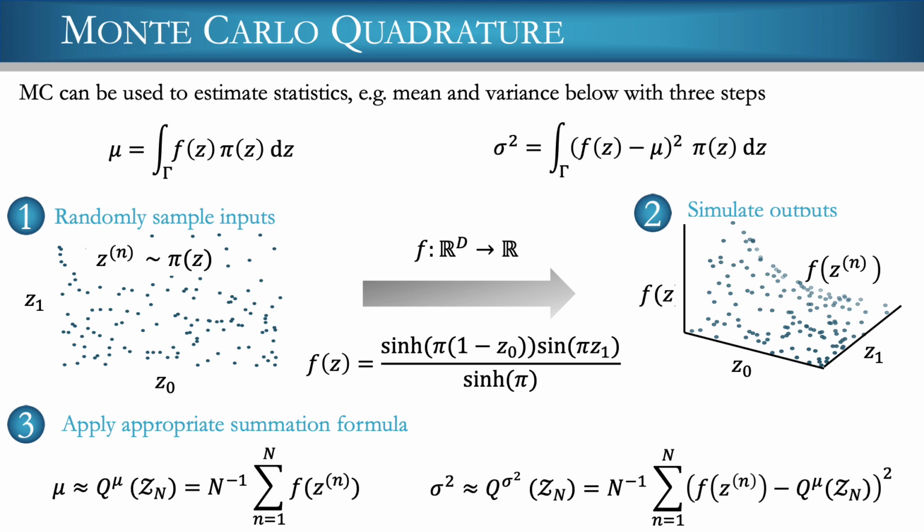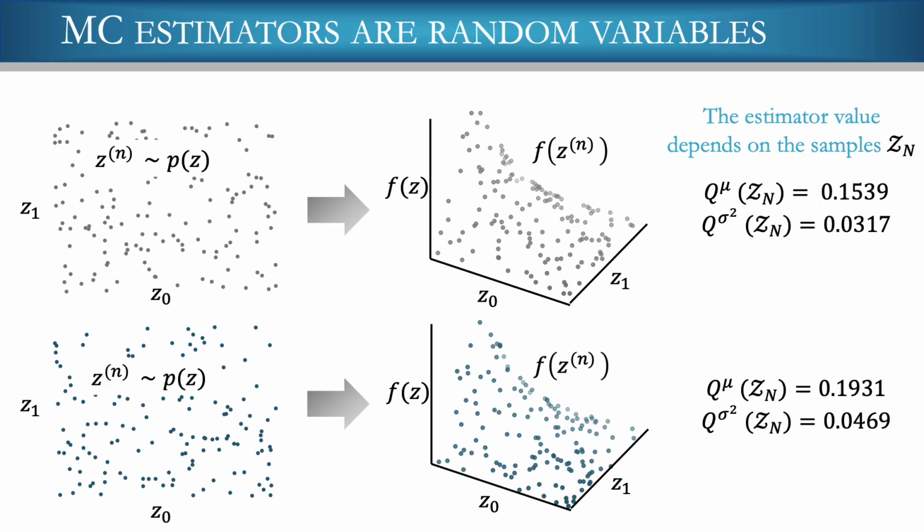In this tutorial, and those that follow, I refer to these Monte Carlo estimates of a statistic as Monte Carlo estimators, and will denote them Q. On the previous slide, you may have noticed that Q is written as a function of Zn. This is because the values of an estimate depend on the exact sample set Zn used to build it, even for the same number of samples n.